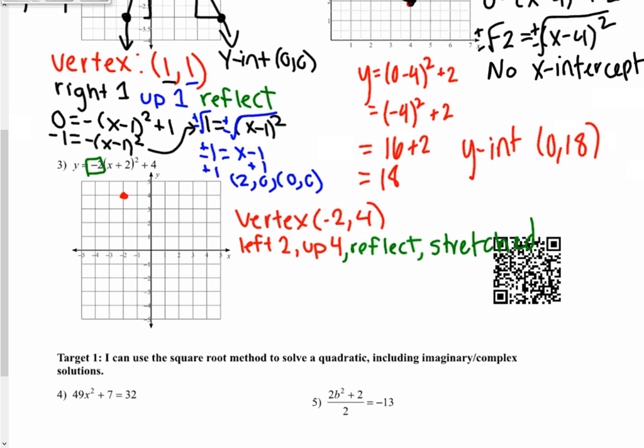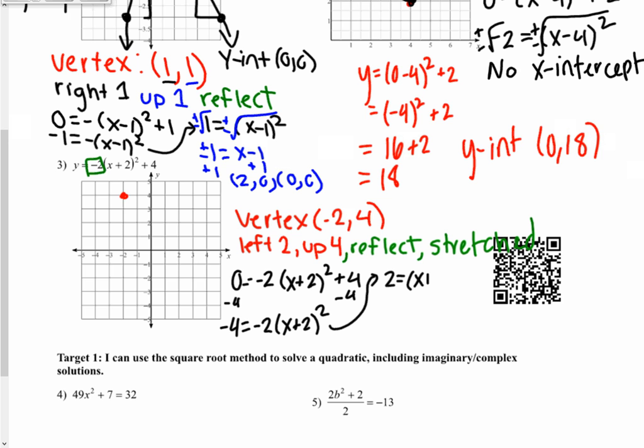To find my x-intercepts, I plug in 0 for my y. Knowing that my graph is reflected, I know I'm going to have x-intercepts because my graph has to go down from there. So I'll start by subtracting 4 over. So -4 equals -2, x plus 2 squared. Divide by -2, and I get 2 equals x plus 2 squared.